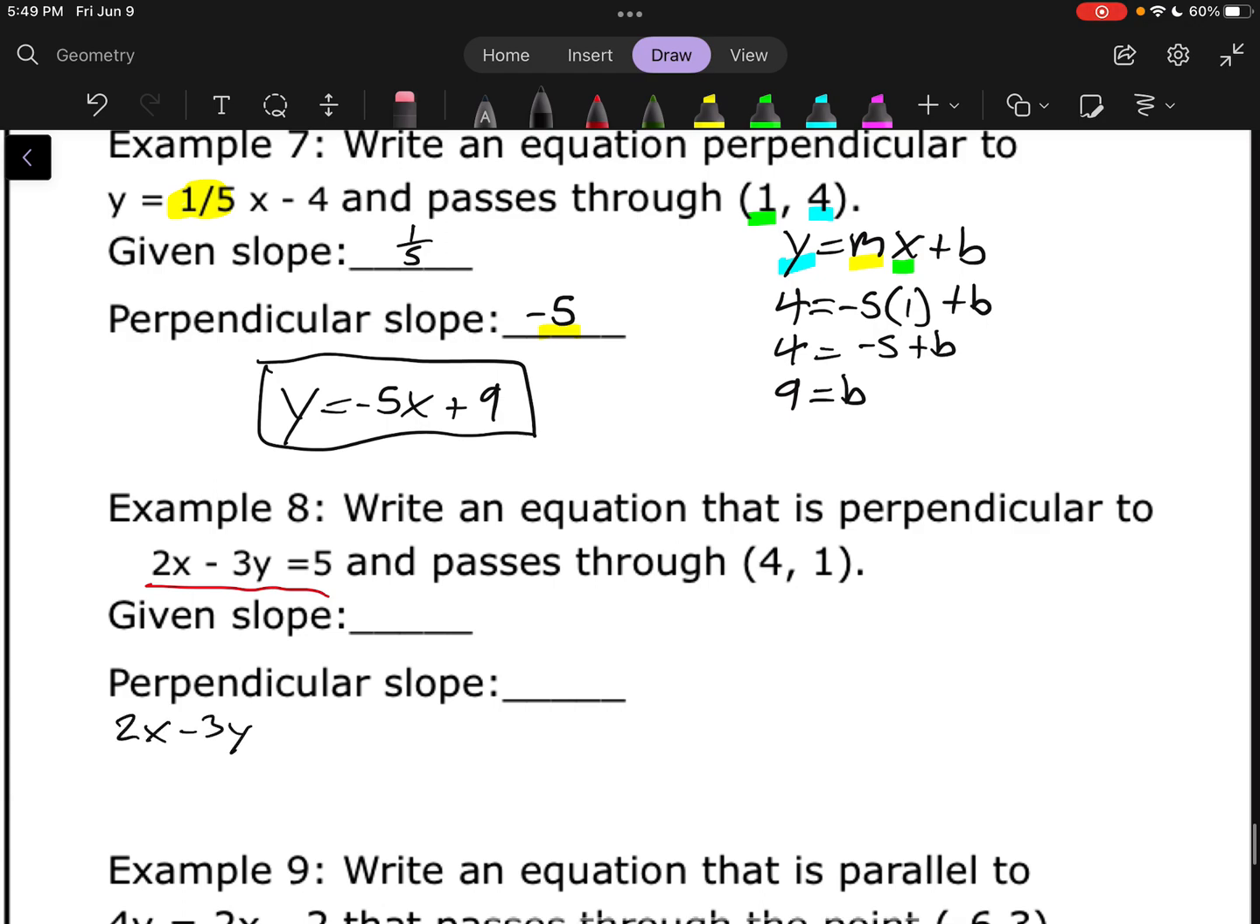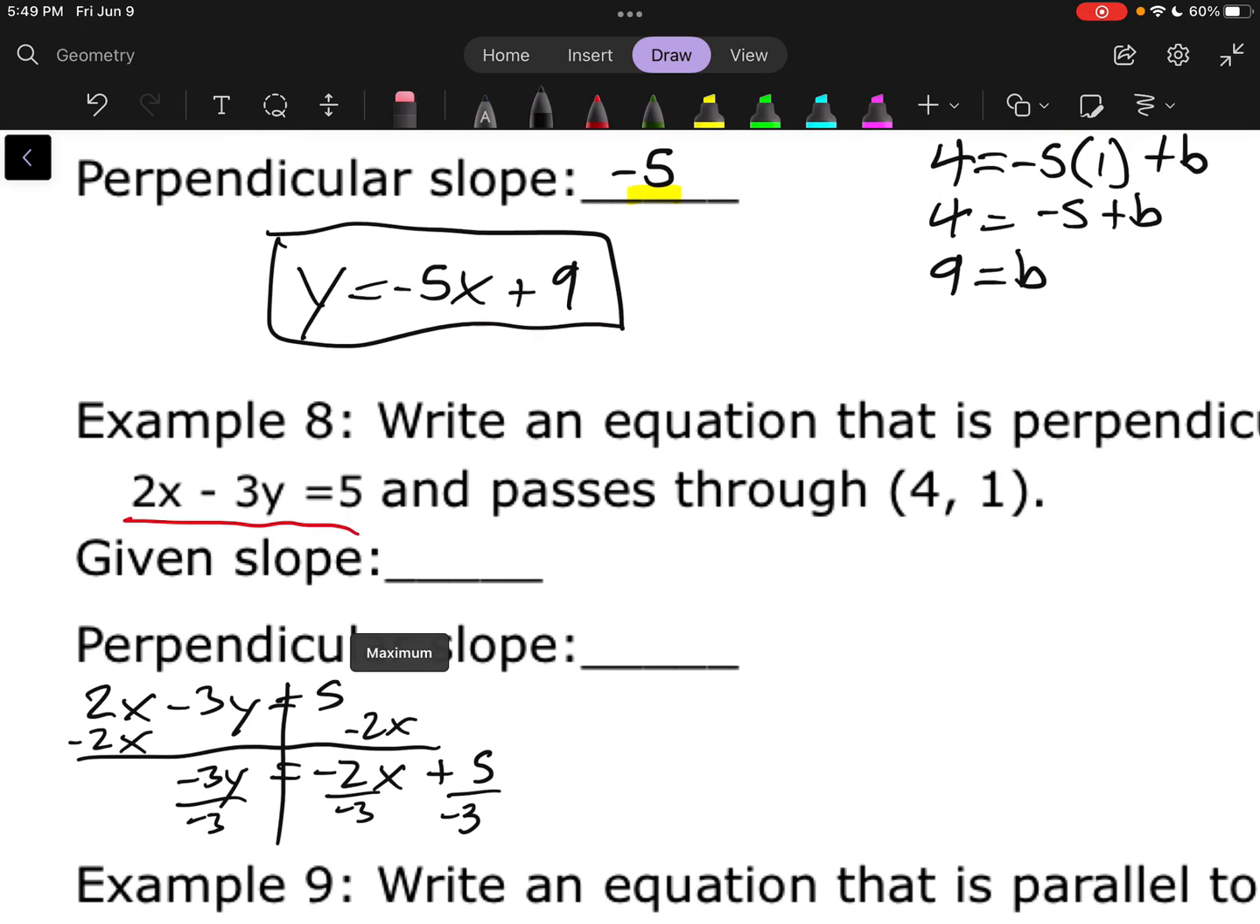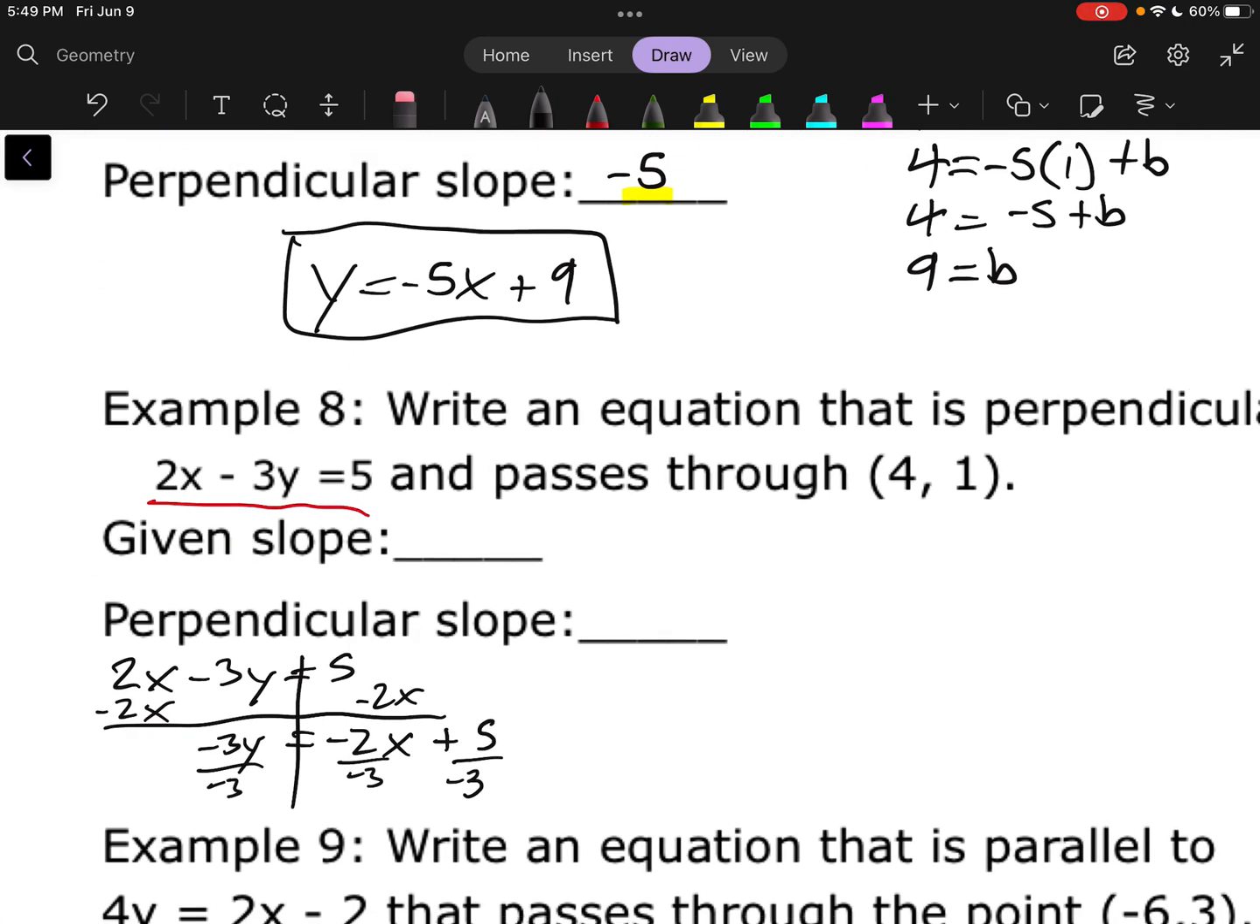So 2x minus 3y equals 5. Let's convert this into slope-intercept form. Let's subtract 2x to the other side. That would give me negative 3y is equal to negative 2x plus 5. And let's divide everything by negative 3. If I divide everything by negative 3, I end up with y equals negative 2 divided by negative 3 is positive 2 over 3. Those negatives cancel out. And 5 divided by negative 3 is just negative 5 over 3. So this is my given slope, 2 over 3.